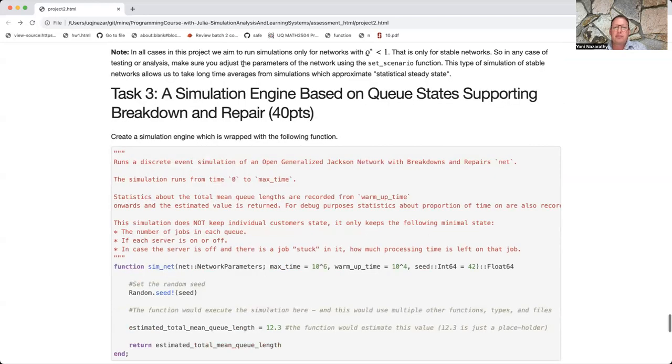All right, task 3. So this is 40 points. There are 100 points in the project. This is your task, okay? This is your simulation engine. It's based on Q state supporting breakdown and repair.